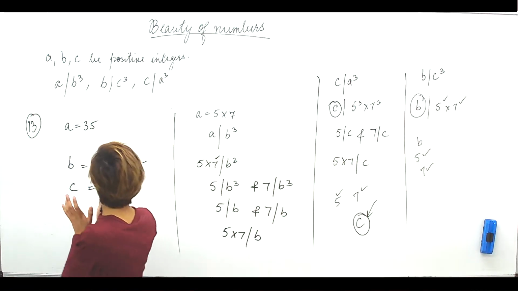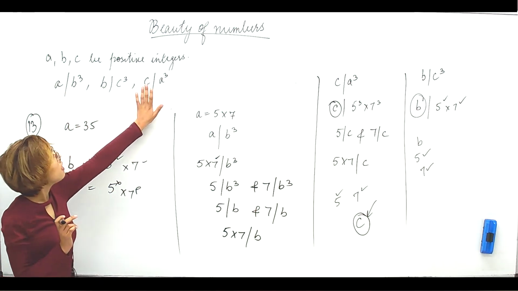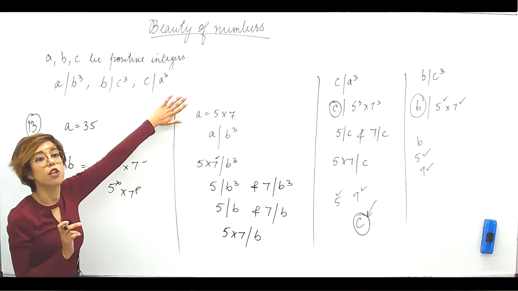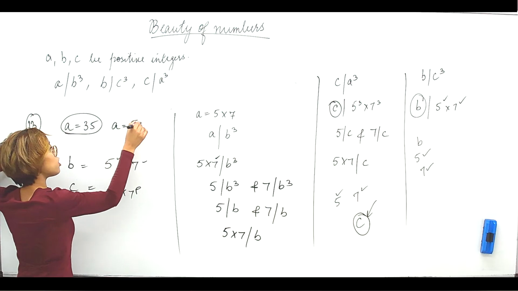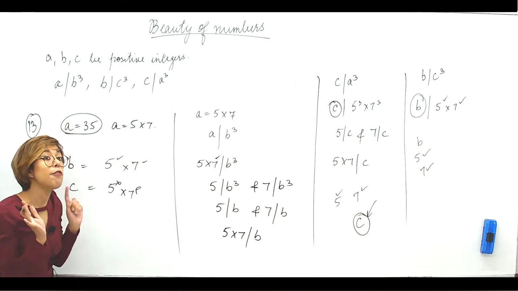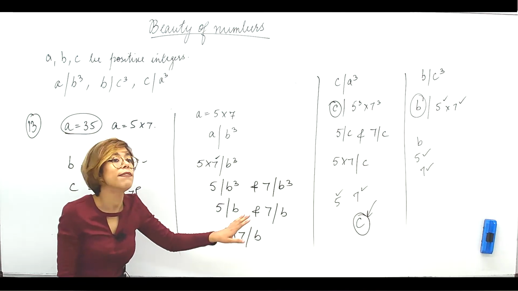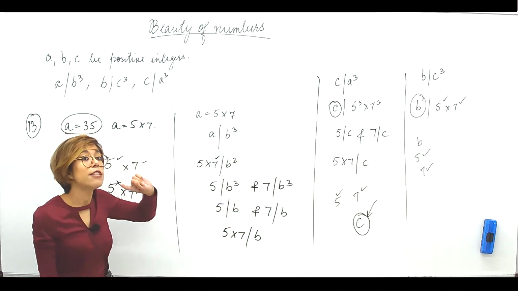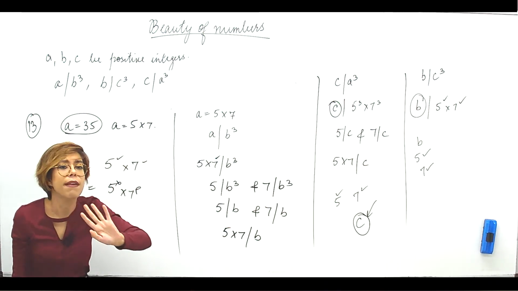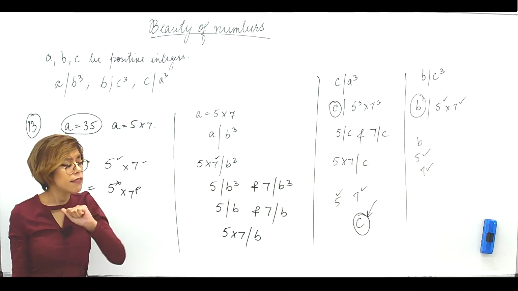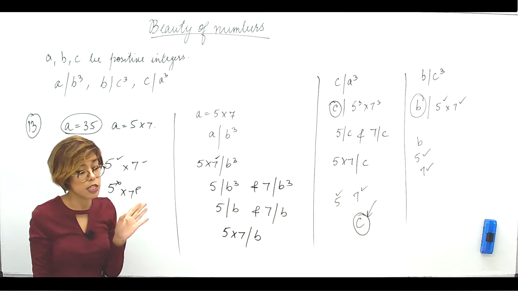So this is a very peculiar observation that A divides B cube, B divides C cube, C divides A cube. Under this condition, if I give you a number A whose prime factorization is 5 into 7, I have proven, for this case at least, that B will also have only the factors of 5 and 7, as well as C. That means A, B and C all have the same prime factors. A very peculiar observation. That is not the question, but just an observation.